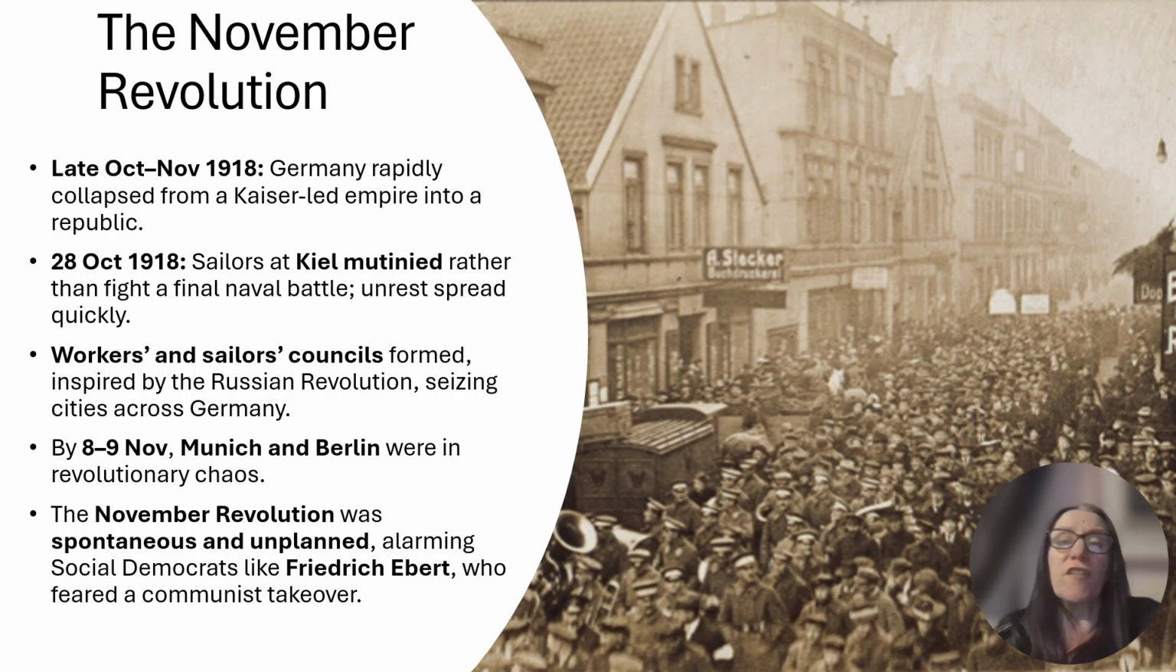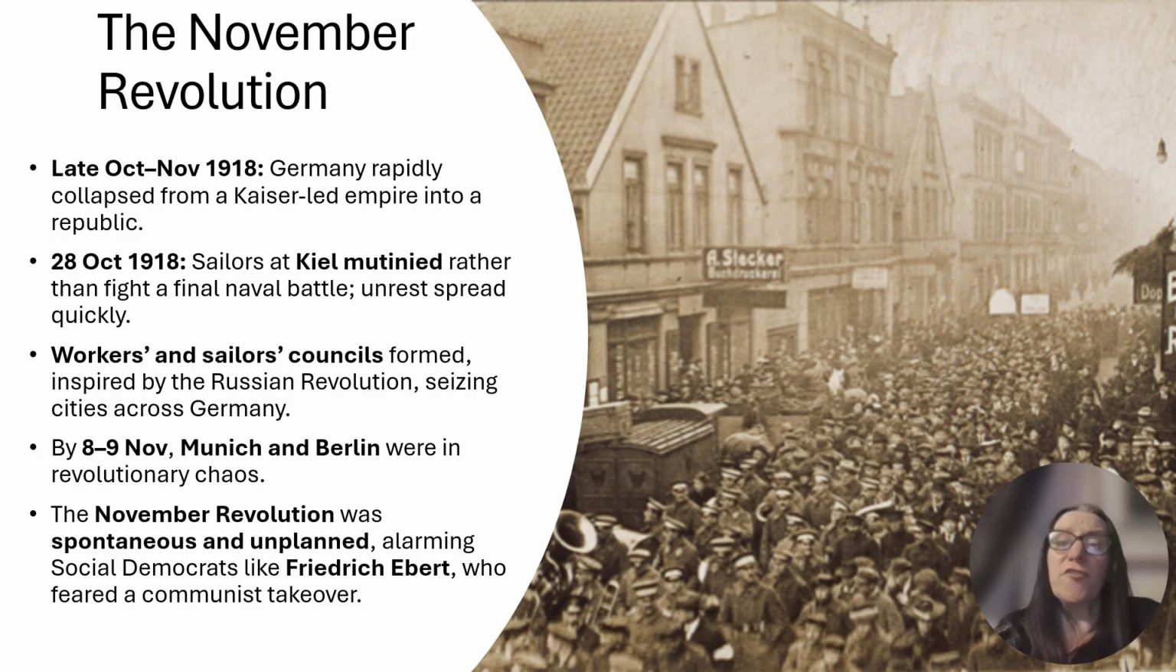These councils started seizing control of cities, Kiel, Hamburg, Bremen. Within days it had spread inland, and by the 8th of November Munich had fallen to the revolution. By the 9th of November, Berlin itself was in chaos.